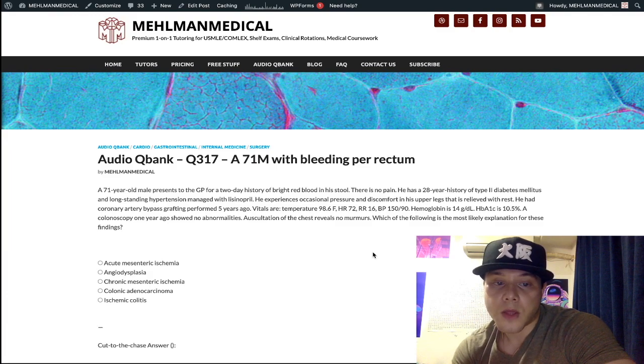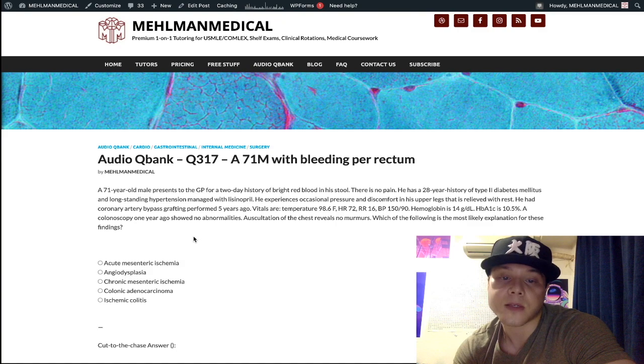And the colonoscopy 1 year ago is showing you no abnormalities. The implication being this is likely not cancer. It's not to say it's impossible. Obviously, patients could develop cancer within the past year, but for the sake of this vignette, in combination with the massive cardiovascular findings, this is unlikely to be cancer in this case, okay? And the auscultation of the chest showing no murmurs, I will discuss that further in a moment.